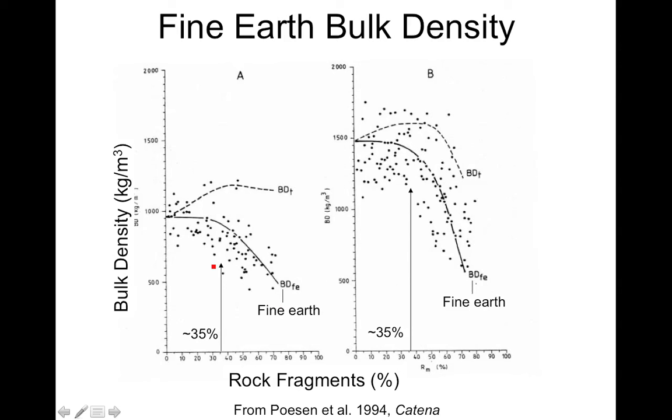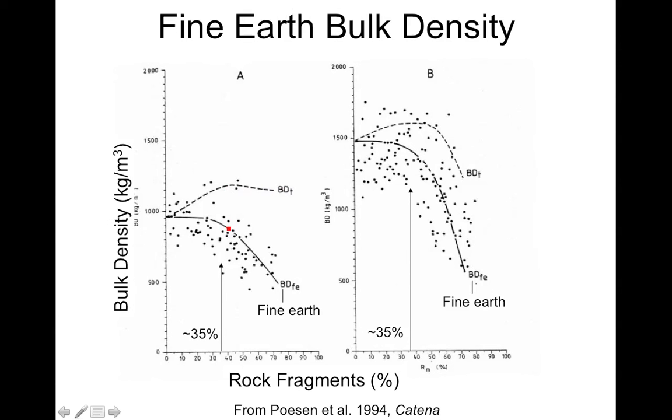So what we find, for example, in a couple of different mixtures, is that the bulk density, in kilograms per cubic meter, of the material stayed about constant up until about 35% rock content. And then beyond that, the bulk density of the fine earth decreased. This is the bulk density of the material that's in between the rocks. But the bulk density of the total sample, this BDT, gradually increased up until a certain point and then plateaued.